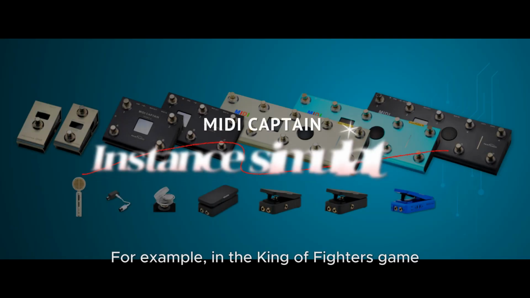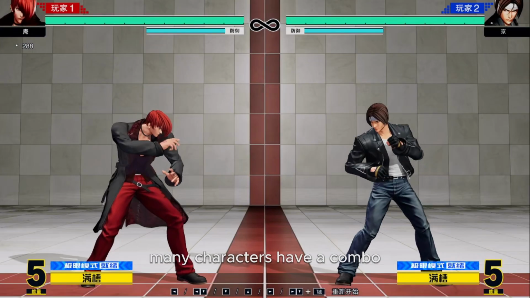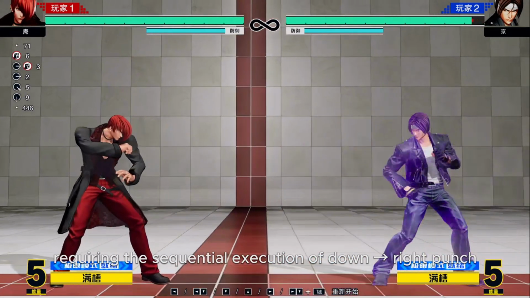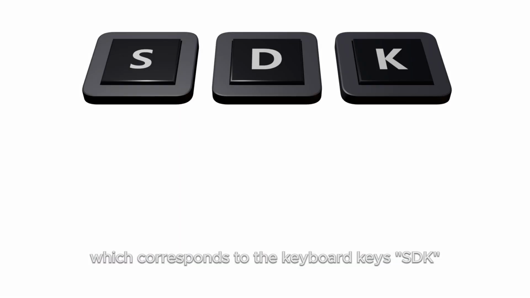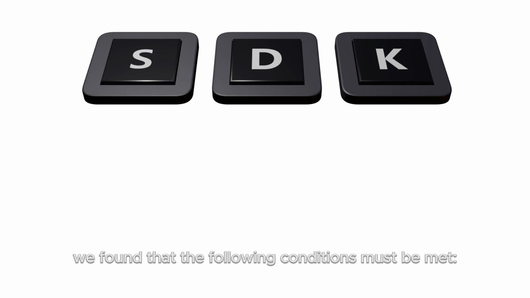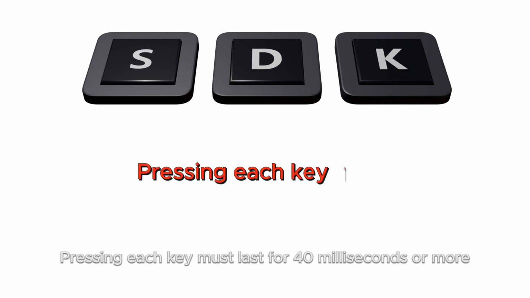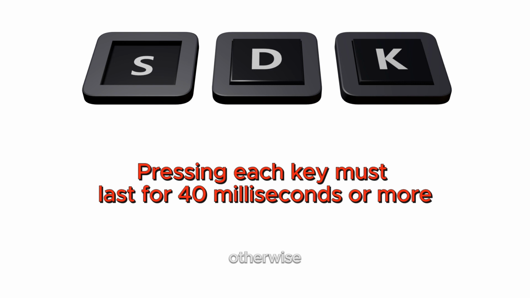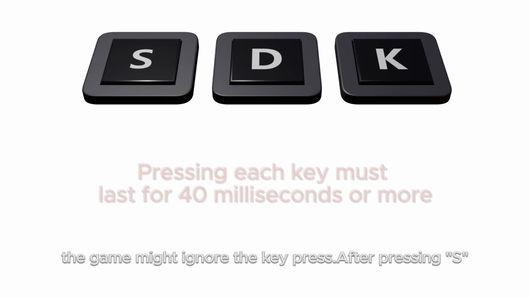For example, in the King of Fighters game, many characters have a combo requiring the sequential execution of down, right, punch, which corresponds to the keyboard keys S, D, K. After extensive testing, we found that the following conditions must be met. Pressing each key must last for 40 milliseconds or more, otherwise, the game might ignore the key press.